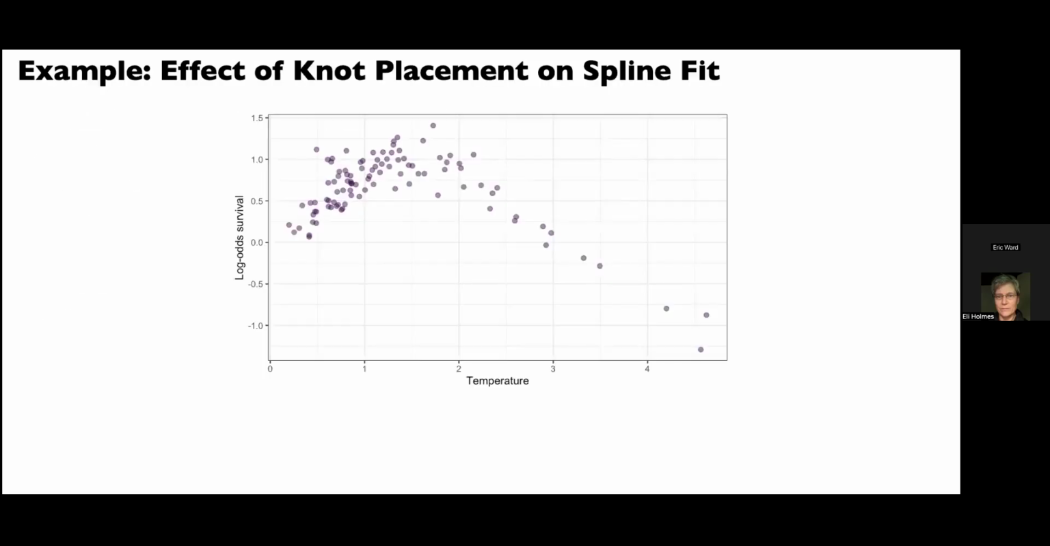Example, again, there's just some simulated data. Again, fish survival and temperature. Most of our data is clustered here, below the mean on the left side of the plot. And then once we get to these higher temperature values, we start to see the data becoming much more sparse. And so I want to compare two different models, one where we have the knots evenly spaced, and a second model where we have the knots distributed based on the density of the data.